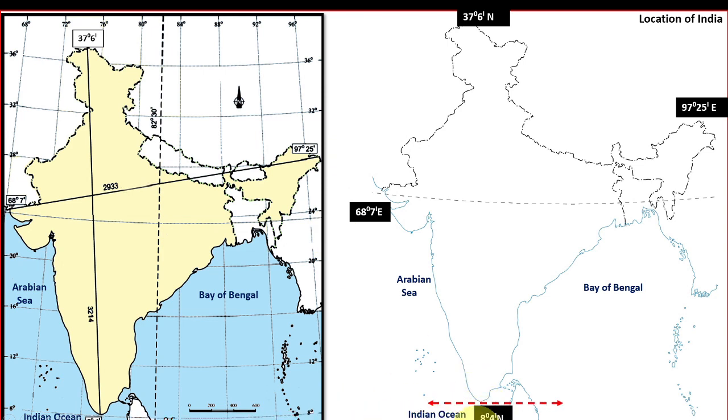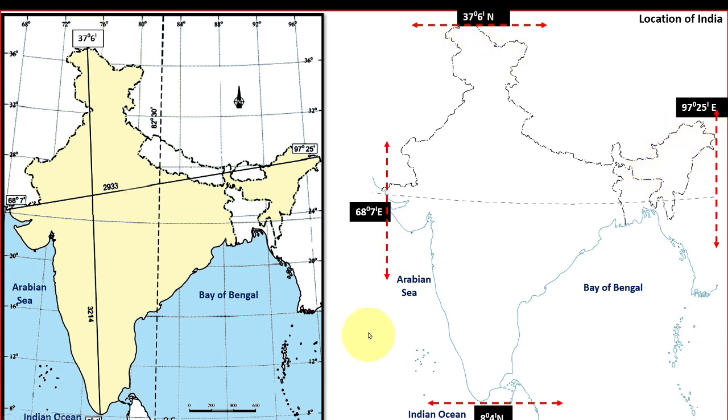India is located at 8 degrees 4 minutes north latitude. That means the southernmost tip of India lies at 8 degrees 4 minutes north. At the same time, the northernmost tip of India lies at 37 degrees 6 minutes north latitude. The western tip of India is at 68 degrees 7 minutes east longitude, and the eastern tip of India is at 97 degrees 25 minutes east longitude.